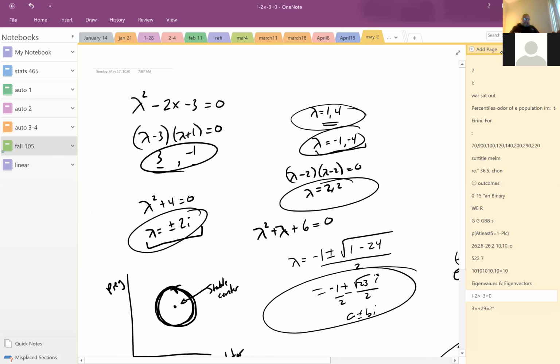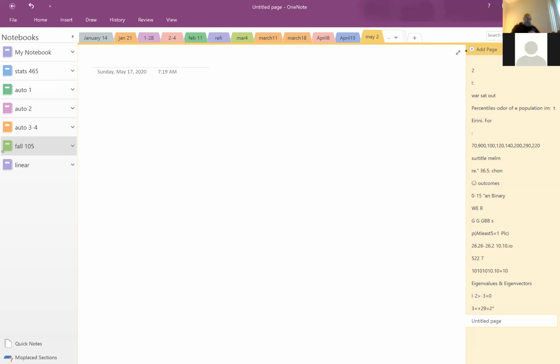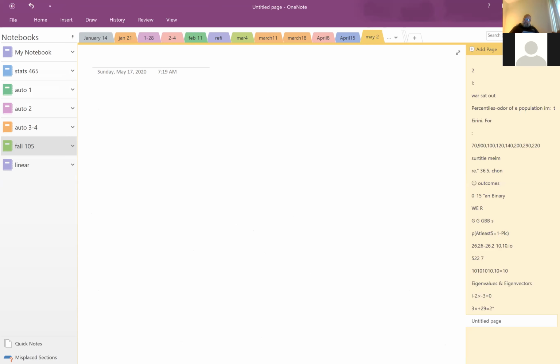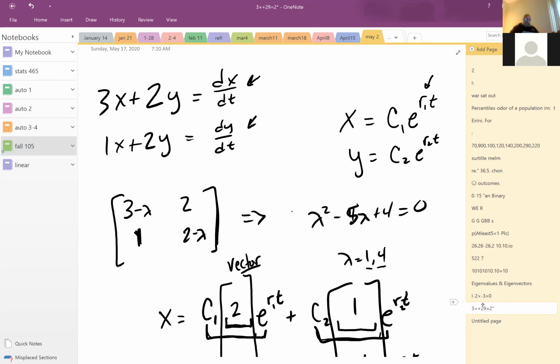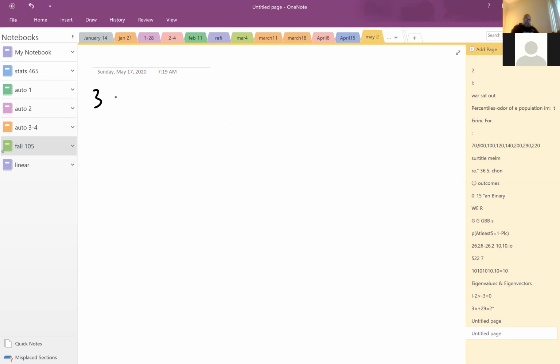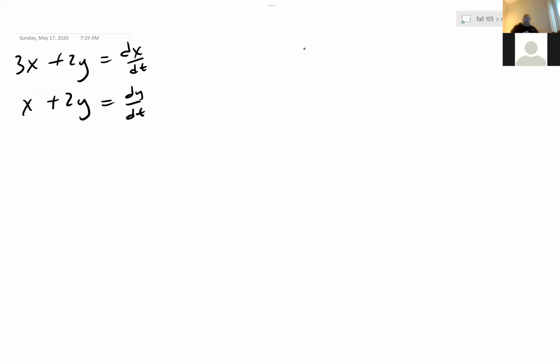I am going to continue. I'm going to do this one here from start to finish, and it's the one we just did. So 3x plus 2y and x plus 2y. I'm just going to say x of 0 is 7 and y of 0 is 2. That's just an initial condition.